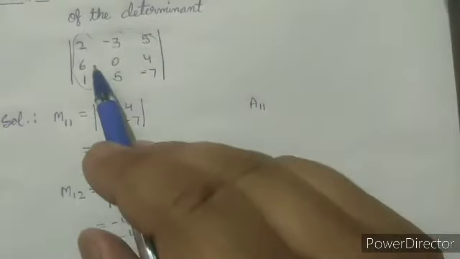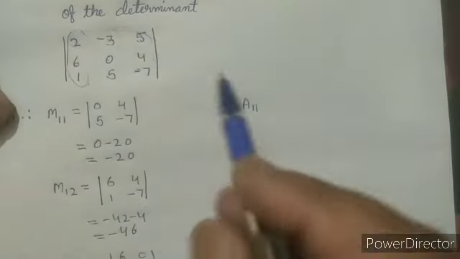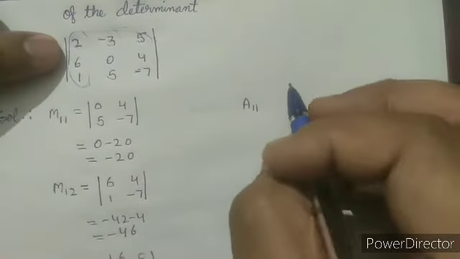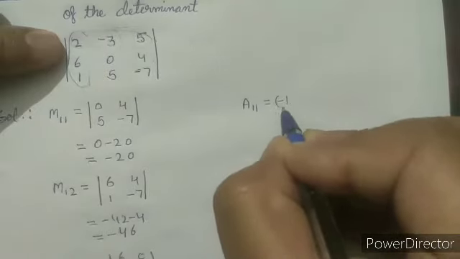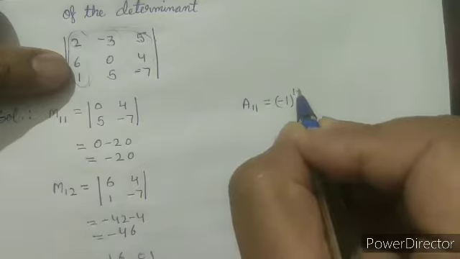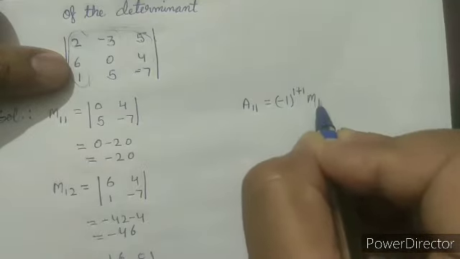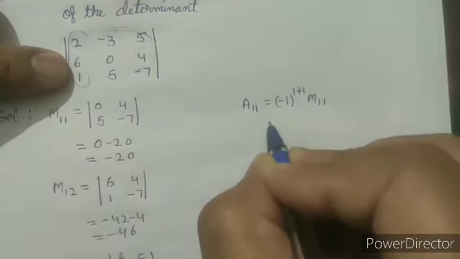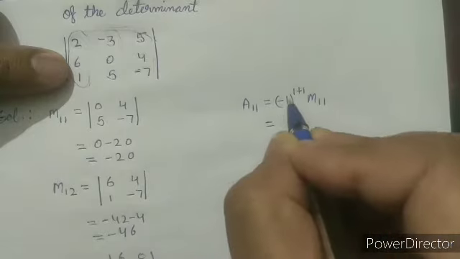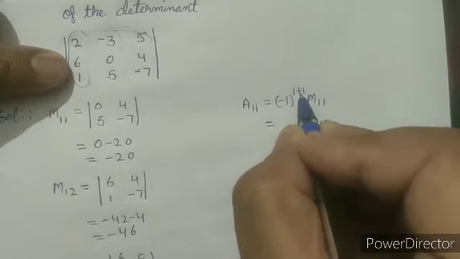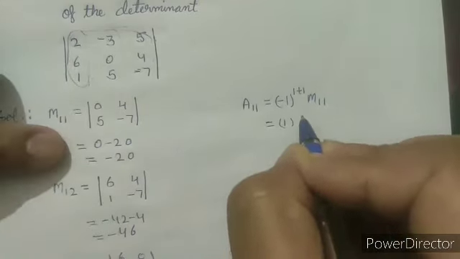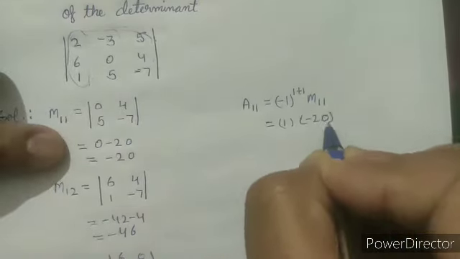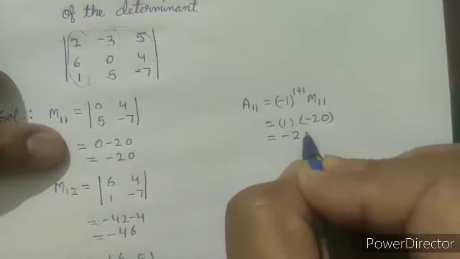Now we also have to find the cofactors of the determinant. Now first of all, A11, that is cofactor of 2. Now A11 will be equal to minus 1 raised to power 1 plus 1 into minor of 11, and that will be equal to minus 1 raised to power 2 will give us the positive sign. So that will be 1 into M11. M11 was minus 20, and that will be equal to minus 20.